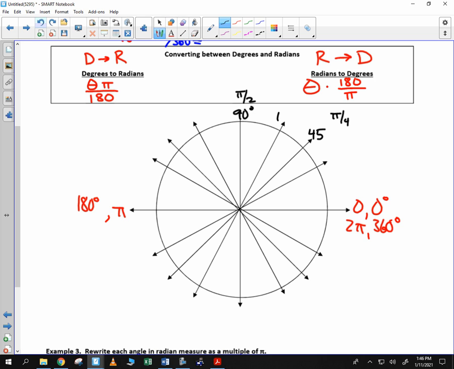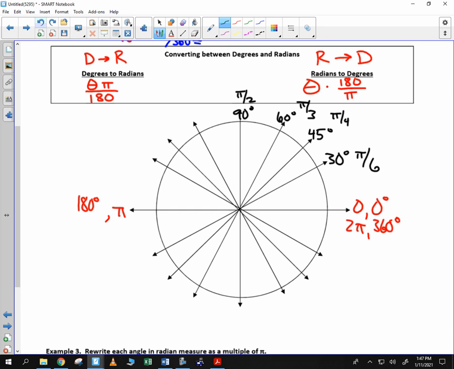Let's consider 60 degrees. 60 is 1/3 of 180. So therefore it's pi over 3. And 30 degrees, 30 is 1/6 of 180. So it's pi over 6. I'll write this out for you so you can see exactly what's happening. You would take 30 degrees and convert it to radians. You take 30 times pi divided by 180. 30 over 180 becomes pi over 6. Very simple.